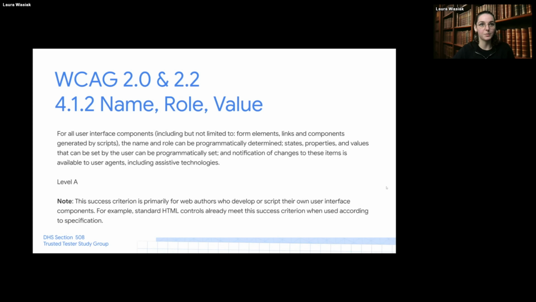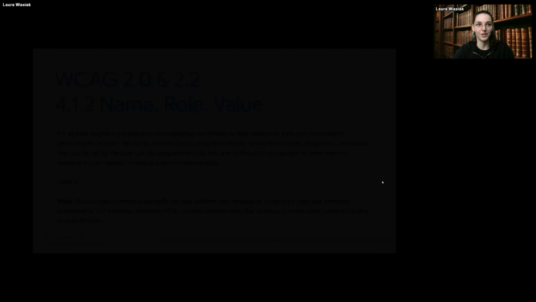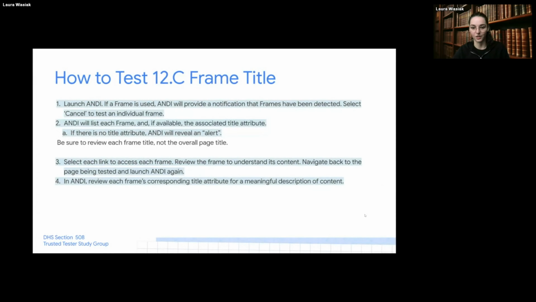This one is based on name, role, value, so success criteria 4.1.2. Again, it's the same within 2.0 and 2.2. It has not been changed since then. And it states that for all user interface components, including but not limited to form elements, links, and components generated by scripts, the name and role can be programmatically determined. States, properties, and values that can be set by the user can be programmatically set as well. And notification of changes to these items is available to user agents, including assistive technology. And it is a level A success criteria. Now, this one we have gone over before, so not one that should cause too many issues, at least on the success criteria part.